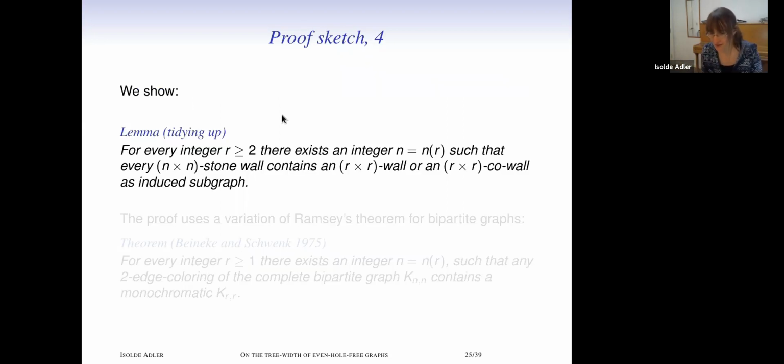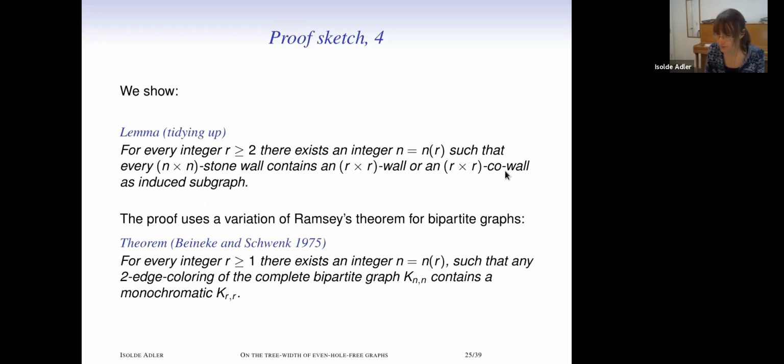So here's how to tidy it up. This is the lemma summarizing what we're doing. So we're saying for every integer r, there exists an integer n such that every n by n stone wall, remember that untidy mix, contains an r by r wall or an r by r co-wall as induced subgraph. And for the proof, we use a variation of Ramsey's theorem, which works for bipartite graphs, which is from a paper by Beineke and Schwenk in 1975.